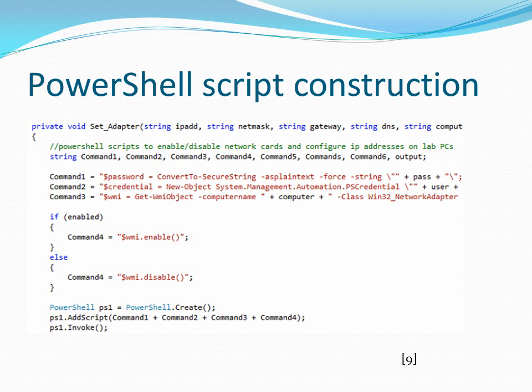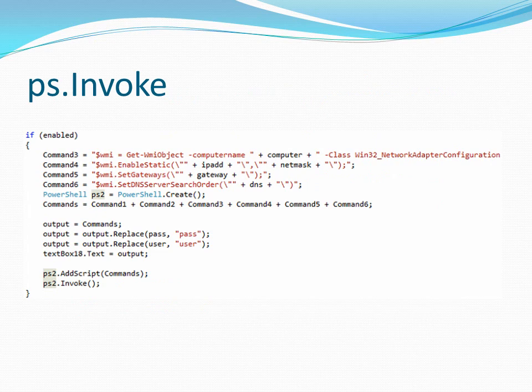So we first of all encrypt the password, and then we develop the credentials that are going to be used to run our script. Then we use the Windows Management Instrumentation to locate the loopback adapter, and we can either enable or disable it according to the checkbox on our form. Then we create a new PowerShell script instance, we add our commands to the script, and then we invoke the script.